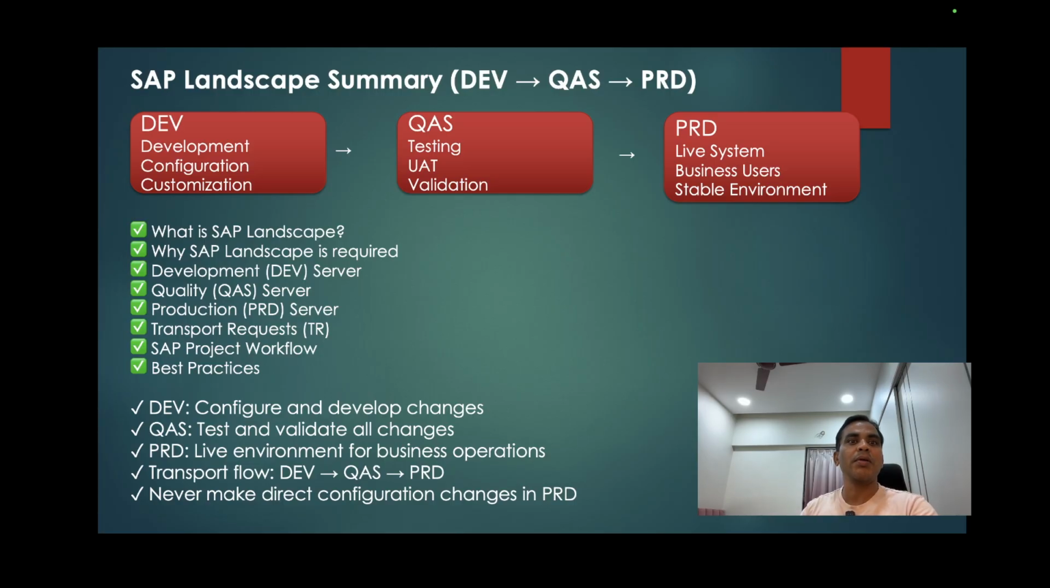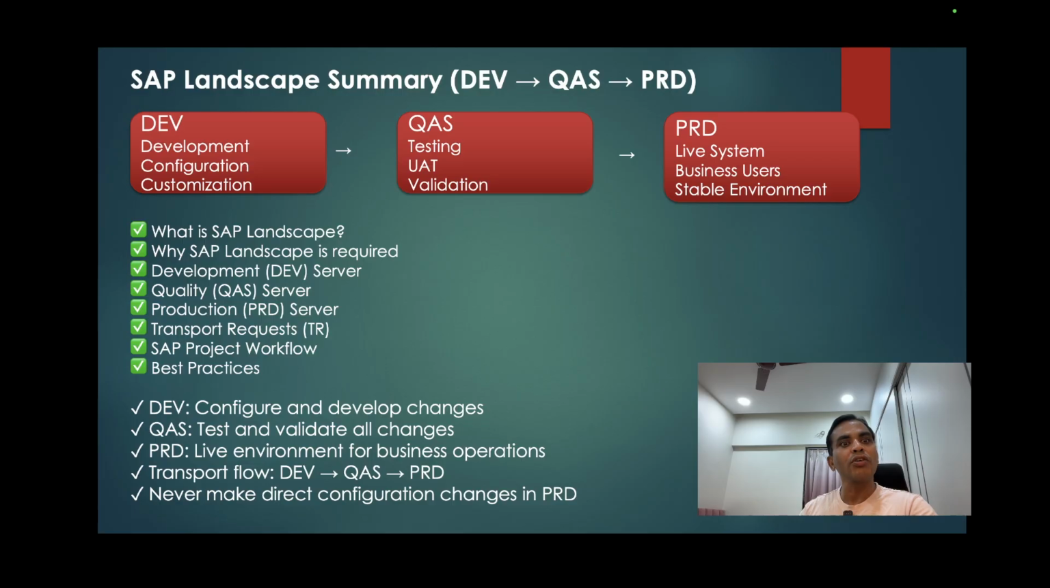What is the development server? Development means you can develop objects, configure, enhance and customize. Now the quality server, which is known as the testing server, where you can do testing and user acceptance testing. Validation and verification are done by the testers. And finally we have the production server, which is called the live server, ready for users and customers. All the business users are here, and it is a stable environment.